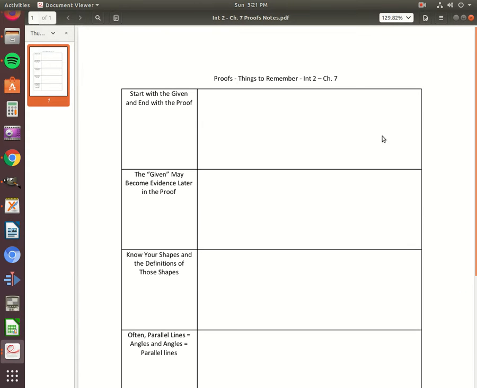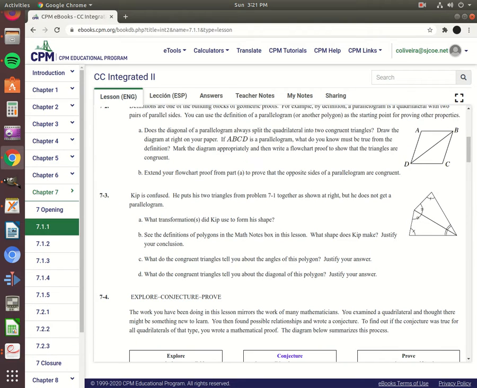Remember, maybe they will, maybe they won't. Last one they all applied, they don't always. So first of all, start with the given, end with the proof. I already did that. The given may become evidence later, and know your shapes and definitions. And I'd say these two go together again, just like they did in the last problem. I need to know what a kite is.